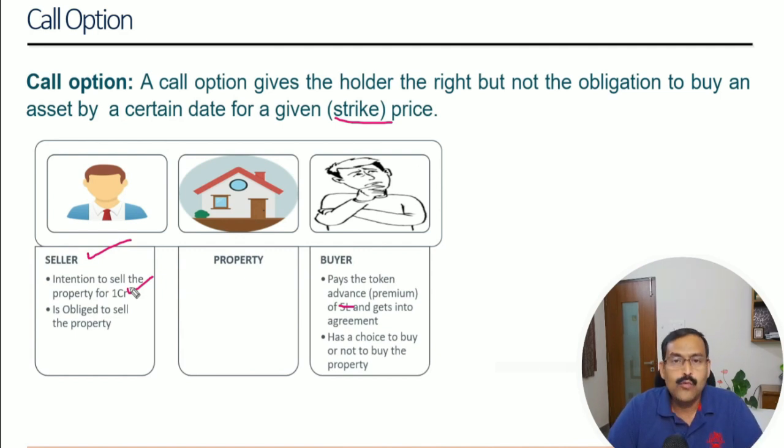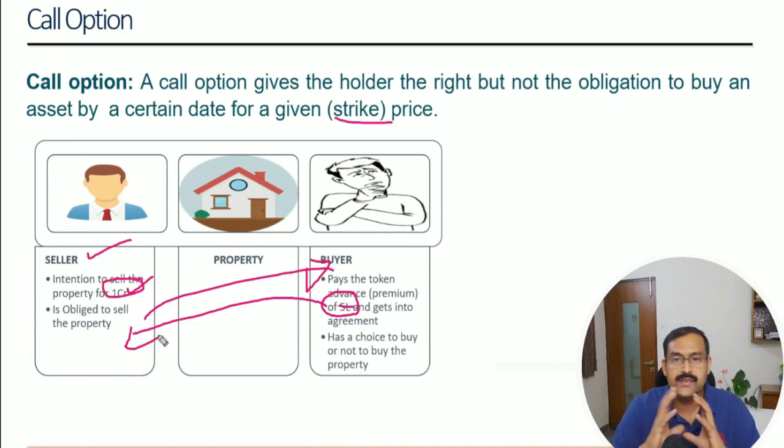So the builder is obliged to deliver the property to the buyer exactly at 1 crore, irrespective of what the value of the property is when he is actually delivering to the buyer. To do that, he takes the 5 lakhs as the advance, that is the premium, from the house buyer. So that is an illustration of the call option in the real world.